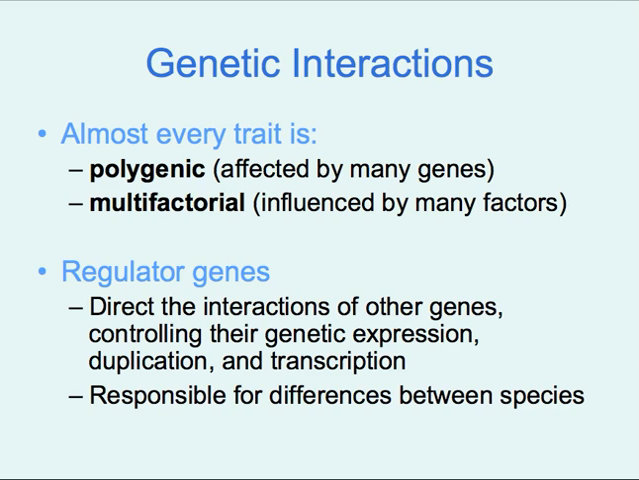Okay. So most traits are called polygenic, which means that they're affected by many genes. They're also multifactorial, which means that they're influenced by many factors. So how tall you're going to be, for instance, that's a polygenic trait because it's not just one gene that determines how tall you are, it's multiple genes.